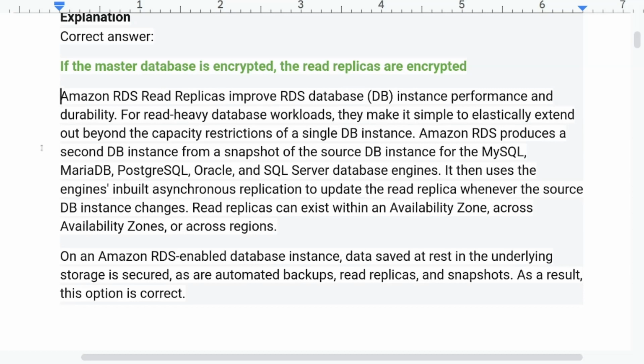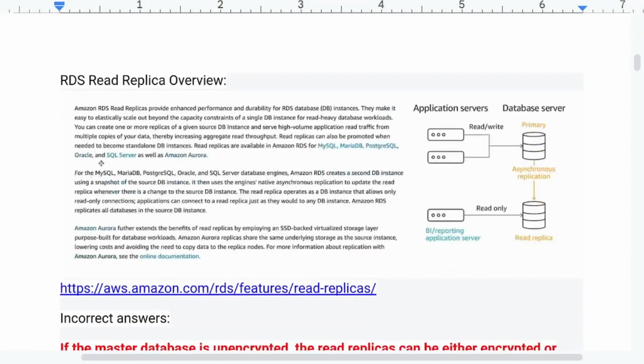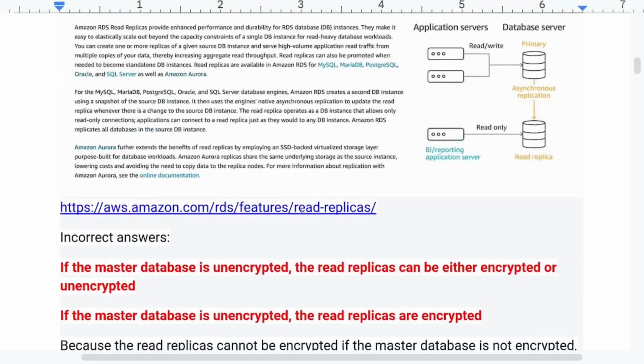Read replicas can exist within an availability zone, across availability zones, or across regions. On an Amazon RDS-enabled database instance, data saved at rest in the underlying storage is secured, as are automated backups, read replicas, and snapshots. As a result, this option is correct. RDS read replica overview. Please pause this video and go through this information. Also check this link for more information.